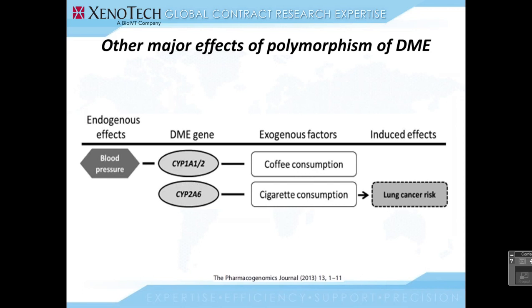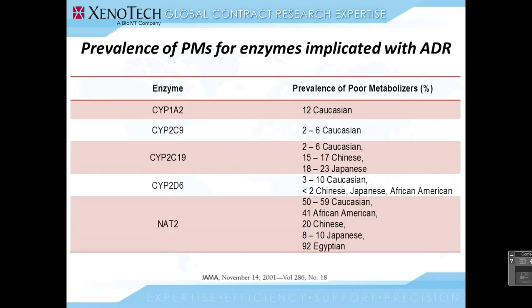CYP2A6 poor metabolizers consume fewer cigarettes than CYP2A6 extensive metabolizers. They need fewer of them to achieve a pleasing level of nicotine in their brain, and therefore are at a lower risk for lung cancer. In many cases, adverse drug reactions are associated with subpopulations of poor metabolizers. CYP1A2, CYP2C9, 2C19, 2D6, and acetyltransferase 2, and others have genetically determined poor metabolizers.